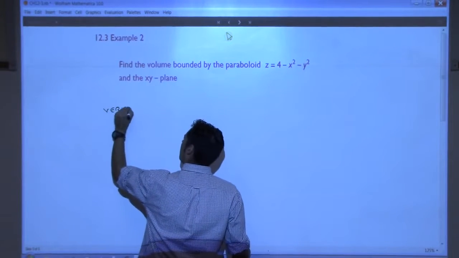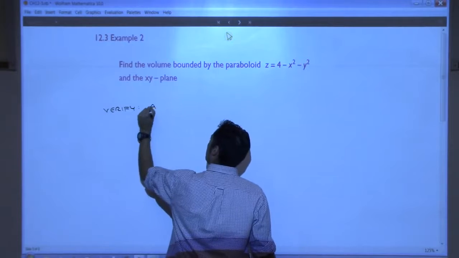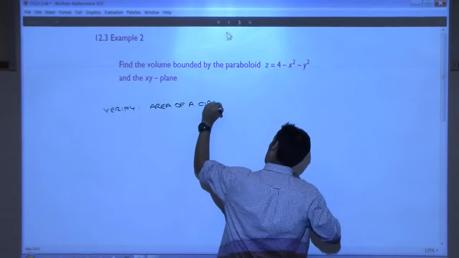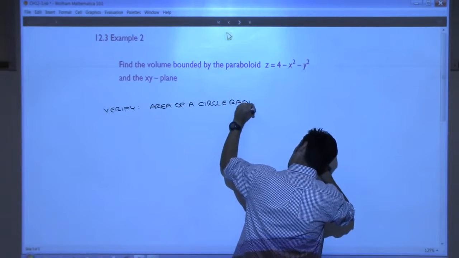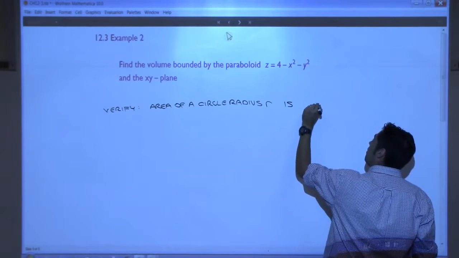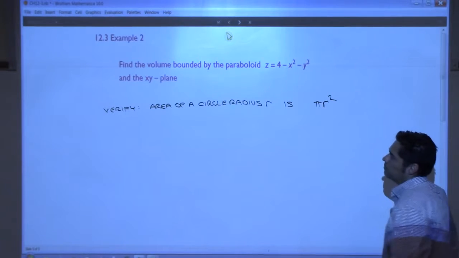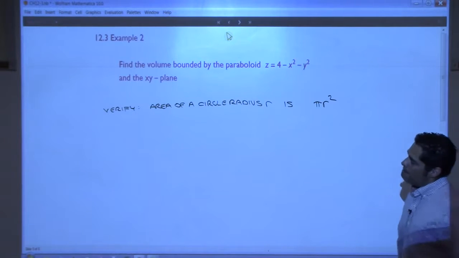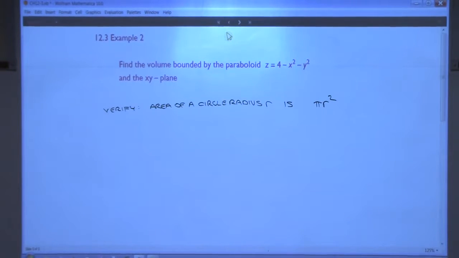Verify that the area of a circle of radius r is pi r squared. We all know that the area of a circle is pi r squared. Those of you who've had me for Cal 2, I verified this in Cal 2, but we did trig sub to do it. We're going to do it with a double integral now.